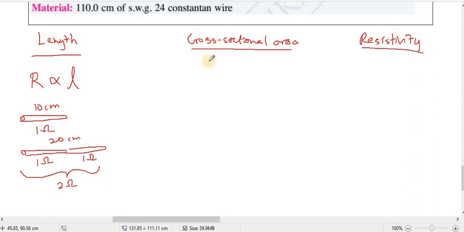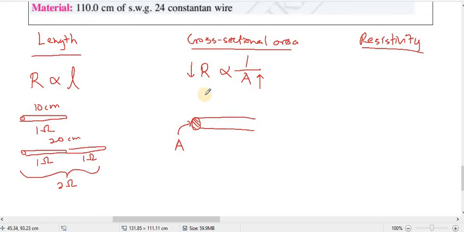Next is the cross-sectional area. Cross-sectional area means the thickness of the wire. So this is the cross-sectional area of the wire. What do you think is the relationship between resistance and cross-sectional area? Inversely proportional. Very simple. That means the bigger the cross-sectional area, the smaller the resistance.